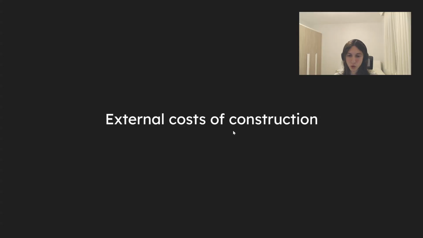Now let's analyze why the buildings I showed previously exert negative externalities of production. Well, first of all, the construction itself actually has a lot of costs that are not paid by the construction company. So the main one would be noise pollution.